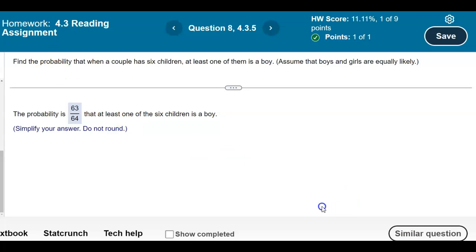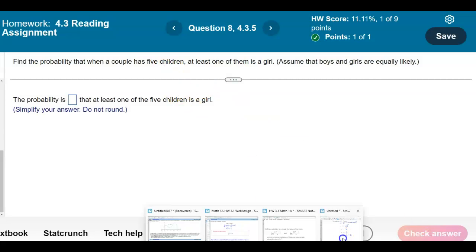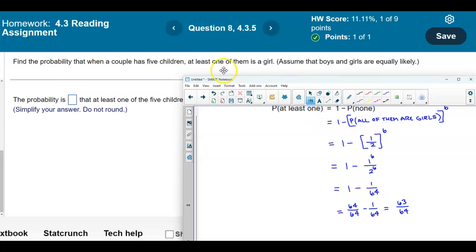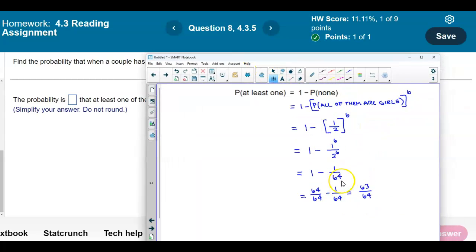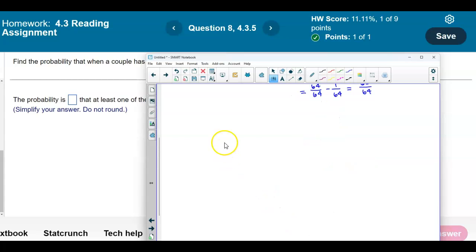Now let's try it again with a similar question. Now they're asking for 5 children. So basically what's going to change now is the following. We're now going to say, find the probability that when a couple has 5 children, at least one of them is a girl. So we would do the same thing, and let's go ahead and write that out here.